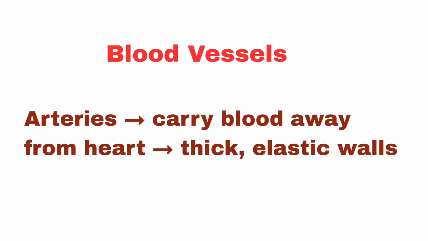Then what are arteries? Arteries, they are the vessels that carry blood away from the heart to different parts of the body. And since the blood comes out from the heart with high pressure, arteries have thick elastic walls to withstand that pressure. Which blood vessel carry blood away from the heart? Arteries. Why do arteries have thick elastic walls? Arteries, they have thick elastic walls to withstand high pressure of blood from the heart.